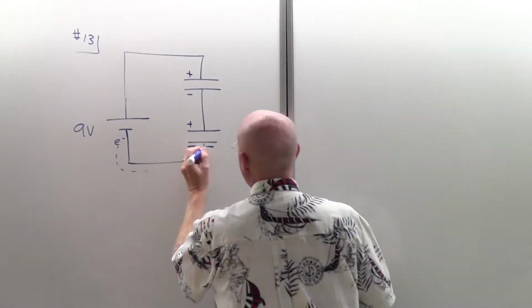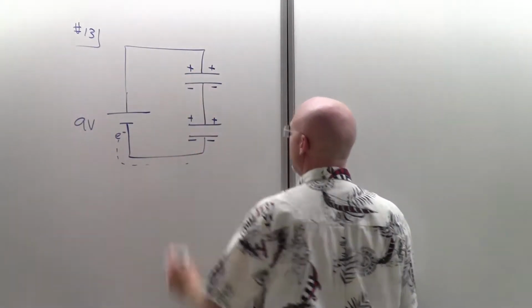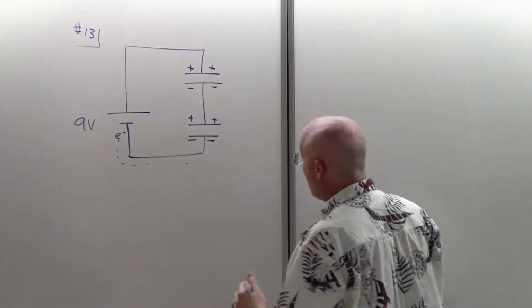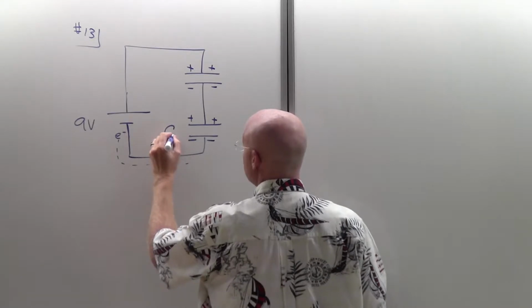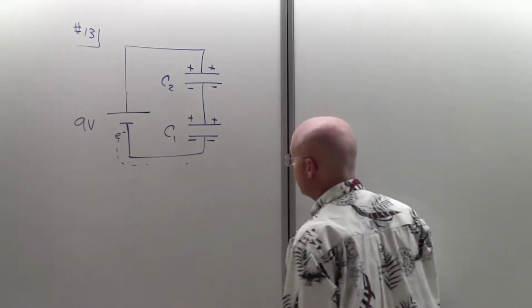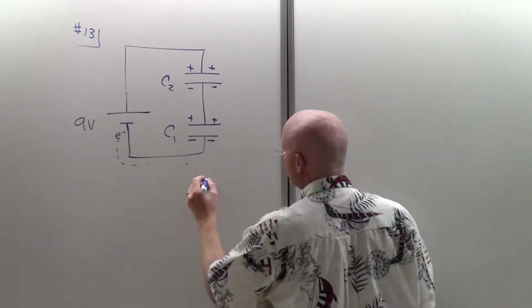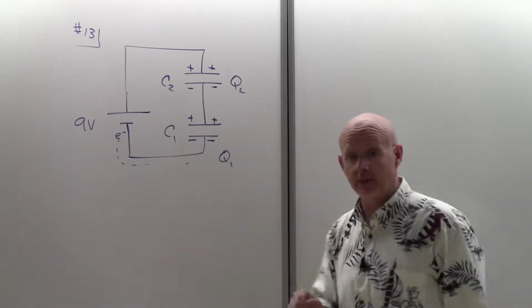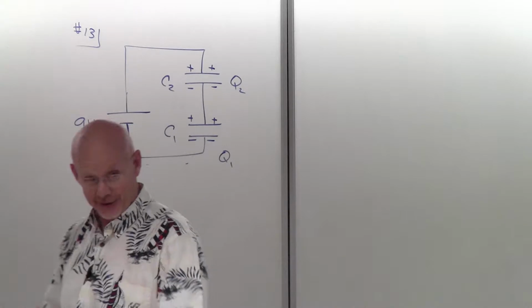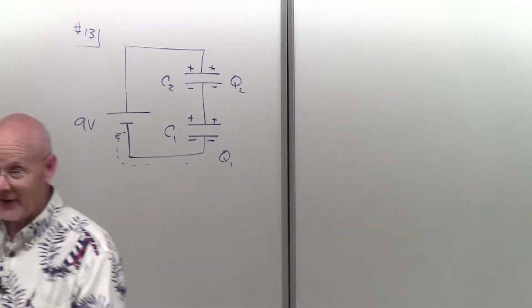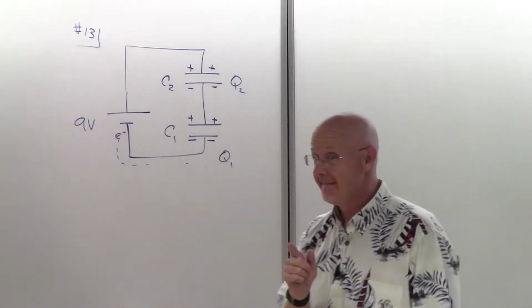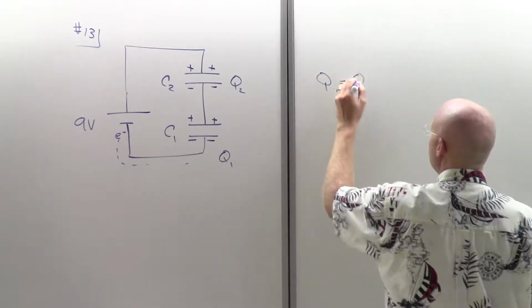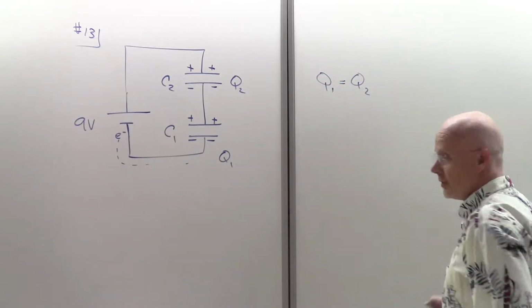The second electron would look something like this, where again it would chase one off and it would go to here. And the whole point was, if we call this capacitor number 1 and capacitor number 2, how does the charge on number 1 compare to the charge on number 2? Which was really your question. What are they? They have to be the same. So Q1 is equal to Q2.